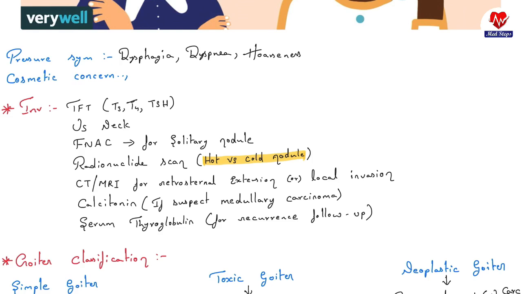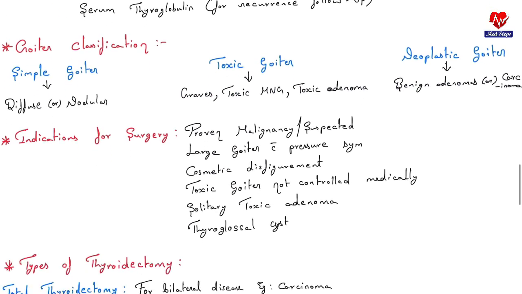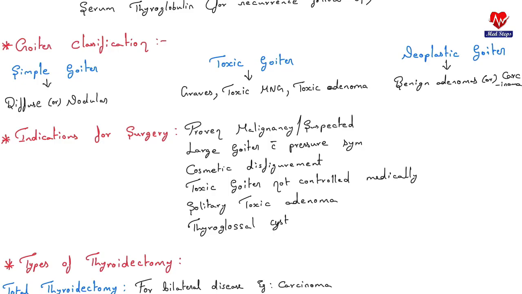If the patient gets a thyroid storm, we treat with emergency treatment like propylthiouracil, propranolol or iodine. In severe cases we can do radioactive iodine, mainly in Graves disease and toxic nodules. Next, we have the goiter classification: simple goiter, toxic goiter and neoplastic goiter. Simple goiter can be diffuse or nodular. Toxic goiter includes Graves, toxic multinodular goiter and toxic adenoma. Neoplastic goiter includes benign adenomas or carcinoma.